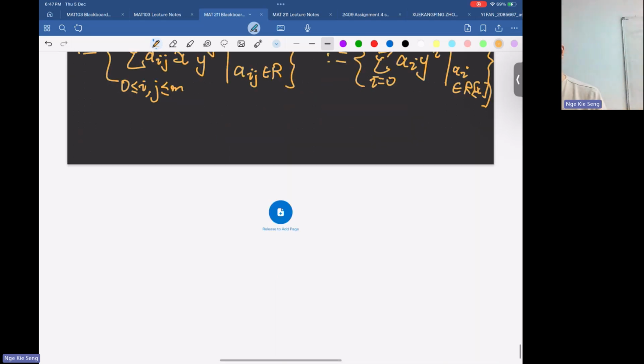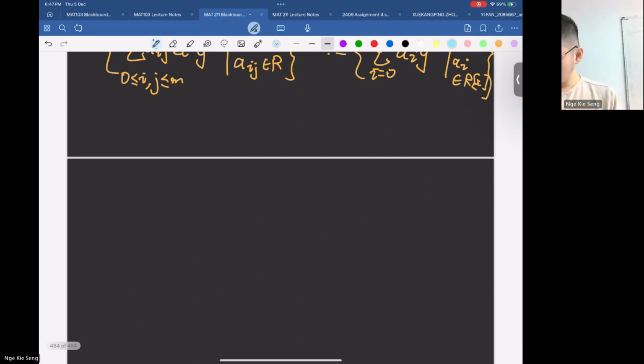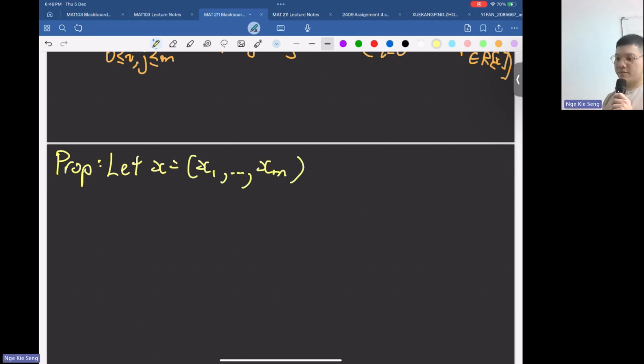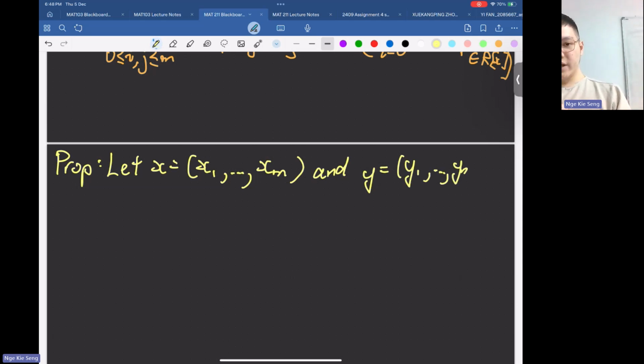This is quite useful to use. So let's give a statement here. Okay, we do it even more general. So let x be a vector of variables here. Instead of just one x, you have x1 to xm, and y is y1 to yn. We do it even more general, so let's denote it as a set of variables.